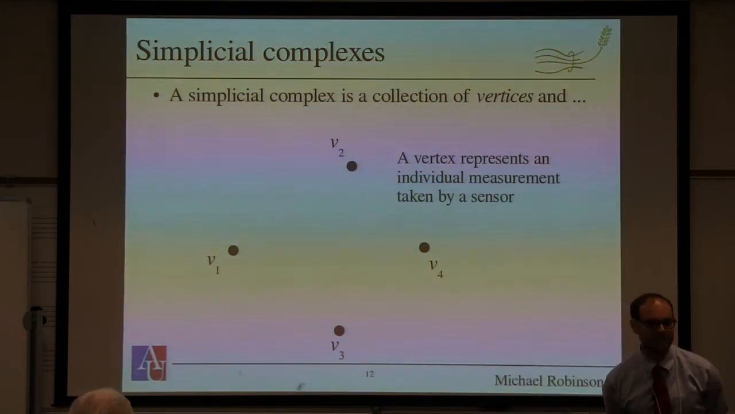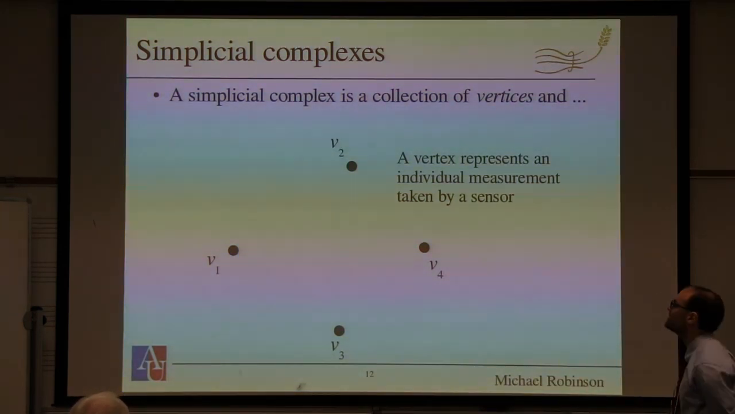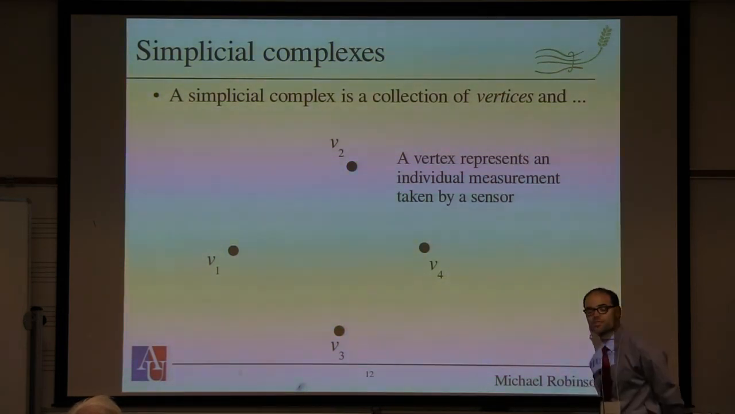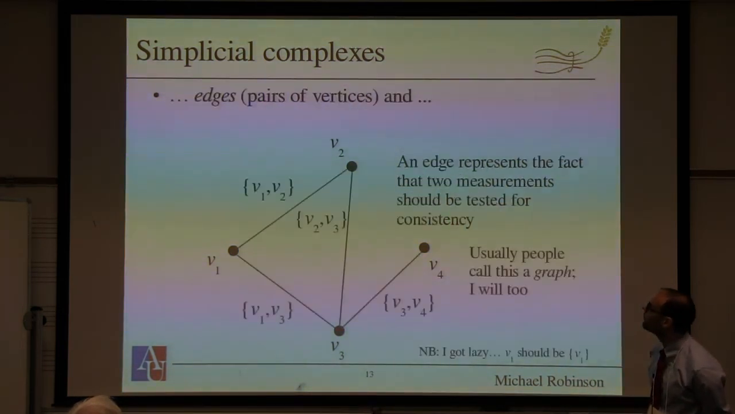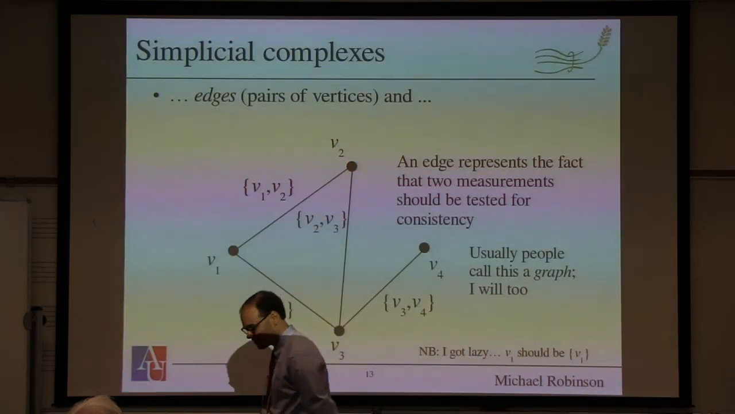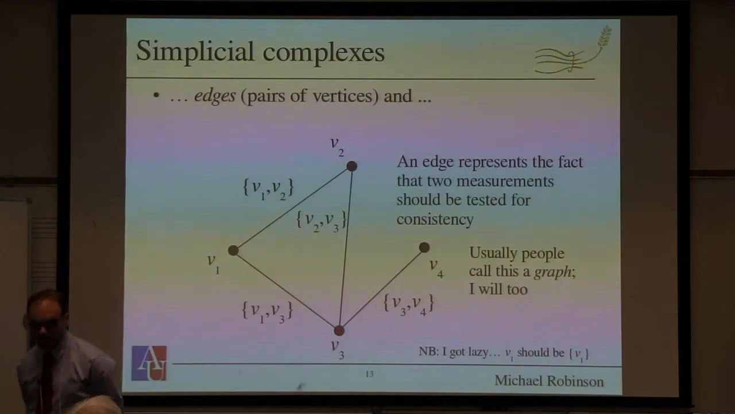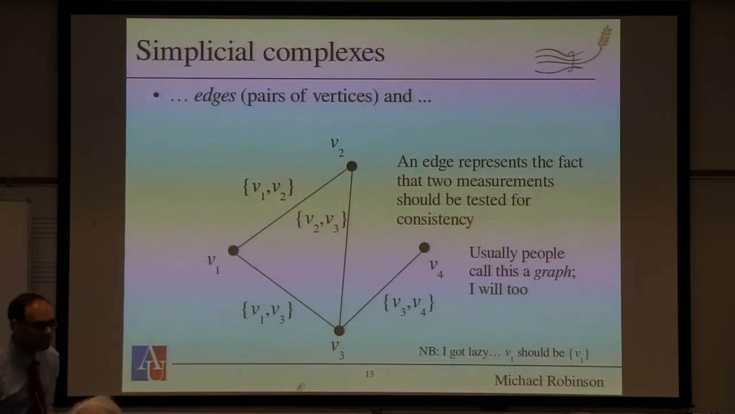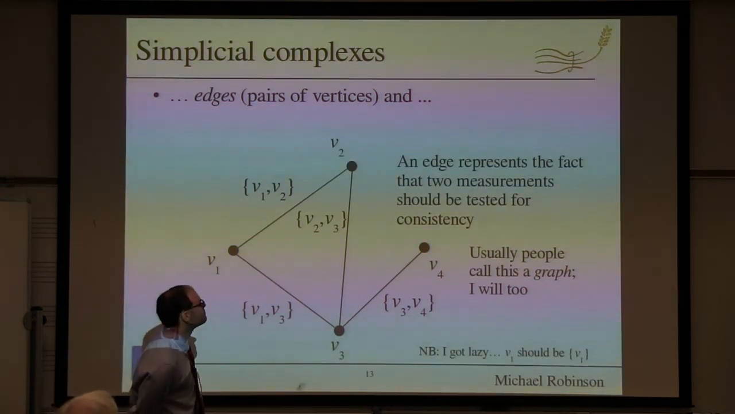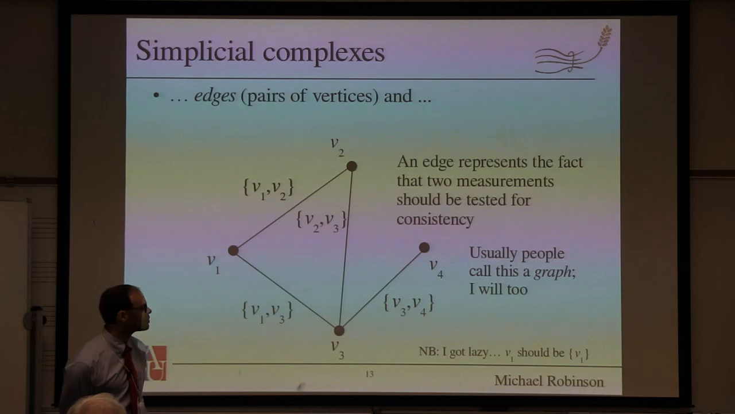Okay, so a simplicial complex is then a collection of these vertices and some other stuff. Well, a bunch of edges, which are pairs of vertices. Sometimes we think of them as ordered. Sometimes we don't. Ordered turns out to be a little more convenient for doing certain kinds of computations. Sometimes unordered makes more sense. This is a graph. Lots of people call this thing a graph. I'll call it a graph. So this is a one-dimensional object.